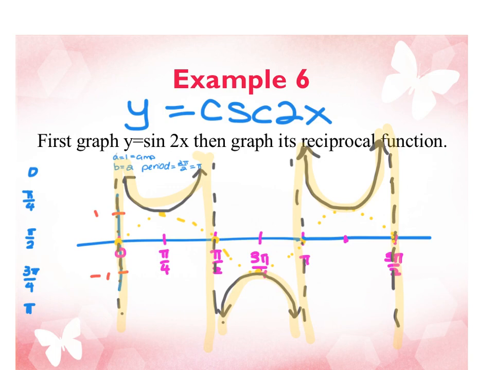And again, the question on your test is not going to say graph y equals 2 sine of 2x and then graph its reciprocal function. It's just going to say y equals cosecant of 2x. And you've got to know sine is the one you have to graph first. Questions on that one?